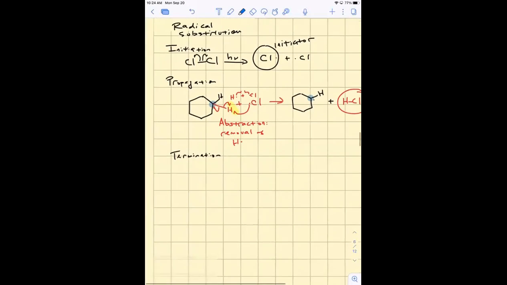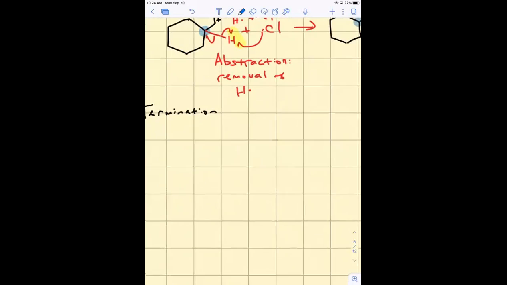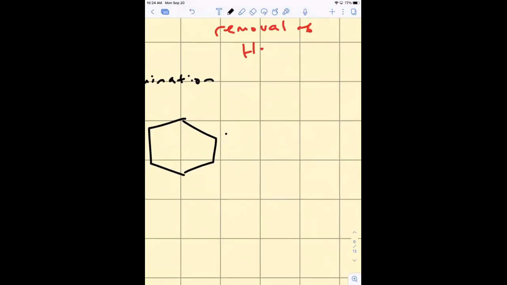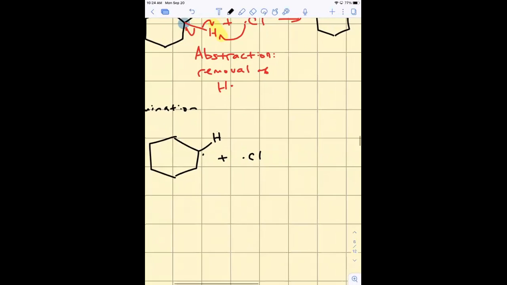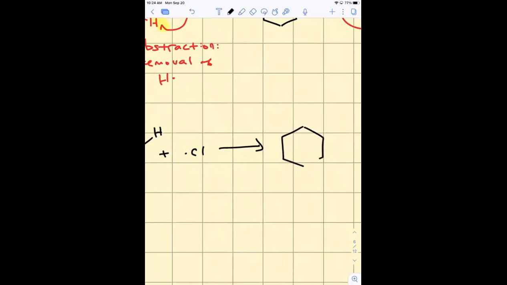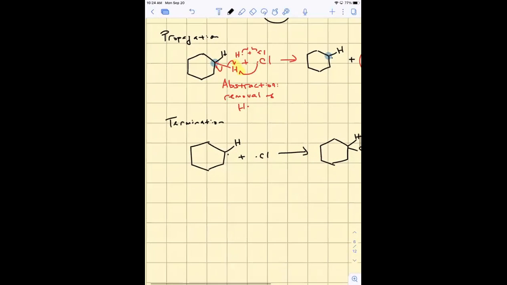All right. So now we come to the termination step, right? This is where the substitution part actually happens. So I'm going to start with this radical. I'm going to put the hydrogen back because I don't want to confuse anybody. So that's that, plus a chlorine radical. I just want to put those two together. How would I show it? And what type of bond formation is it? I want to put those together to get this. What would you do?